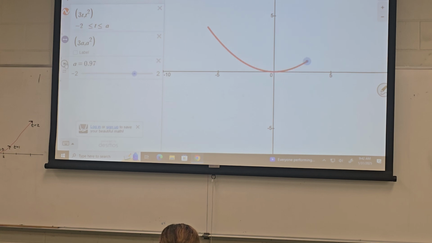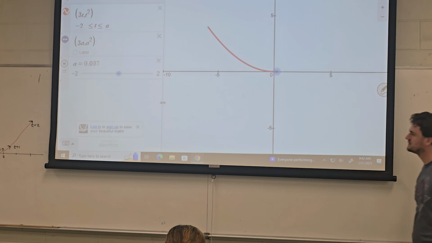If you hit the play button, it'll play on its own, but it tends to go backwards and forwards. We don't really like that. If we are thinking about this as time, we want it to move in only one direction. So if you hit this animation properties below the play pause button, you can have it move only in the forward direction. So it's gonna go from -2 up to your A value, and then just start over.